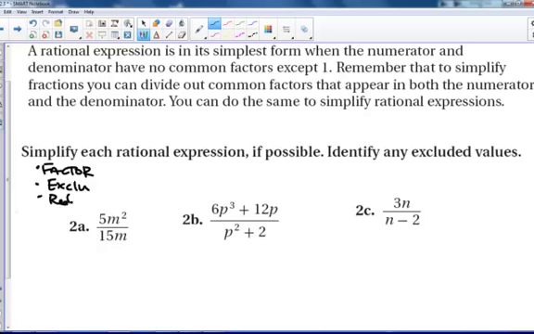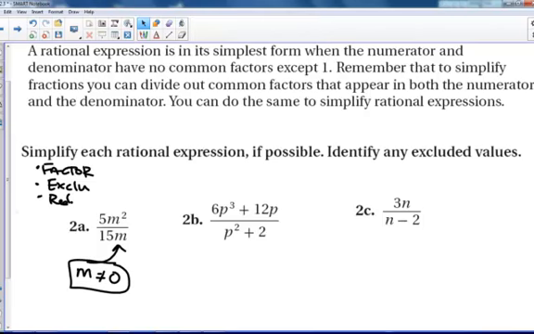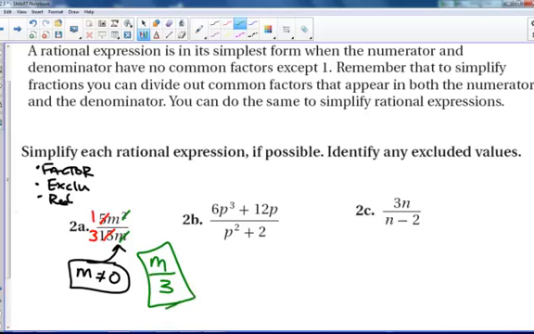So if you look at the first equation, nothing's factorable. So my exclusion is that m cannot equal 0. If it does, it's an error. So now I have a 5 on top and a 15 on the bottom. I can simplify that to 1/3. And I have 2 m's on top and 1 m on the bottom, so I can get rid of one of my m's. So my simplified form is m over 3. So that's my simplified form and my excluded value.